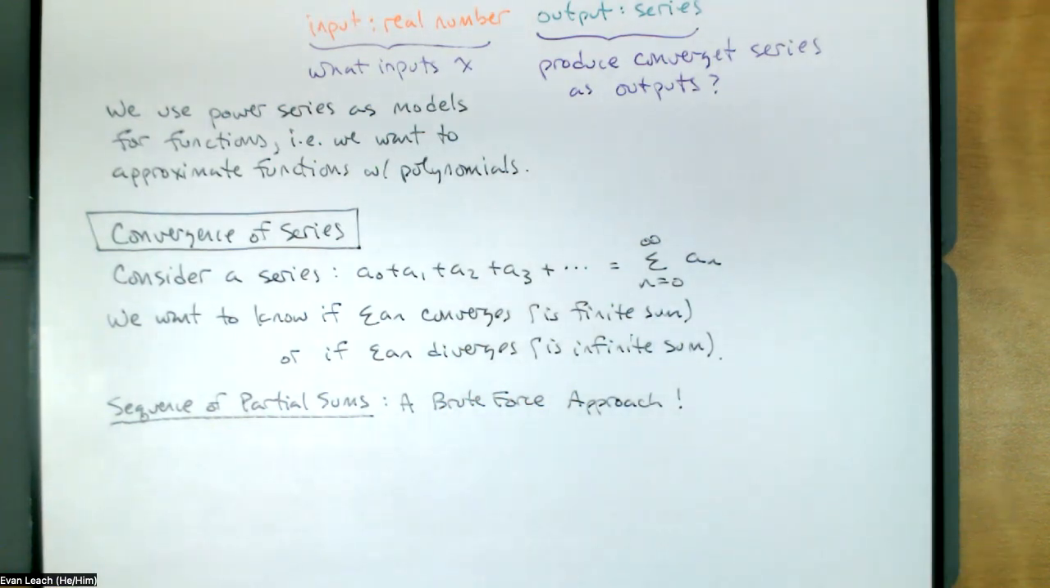So the sequence of partial sums is our brute force approach to determining if a series converges or diverges. Brute force in math is when we just decide to start trying stuff. So if someone's got a 4-digit PIN code, a brute force approach would just start with 0000, 0001, 0002, 0003, 0004, and so on. This is why I only get so many tries.